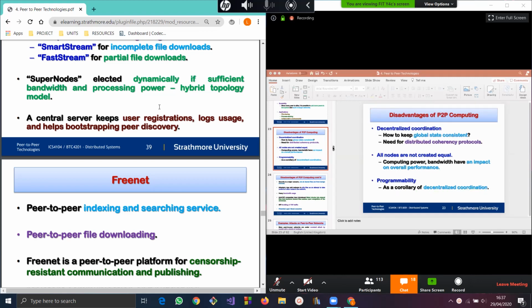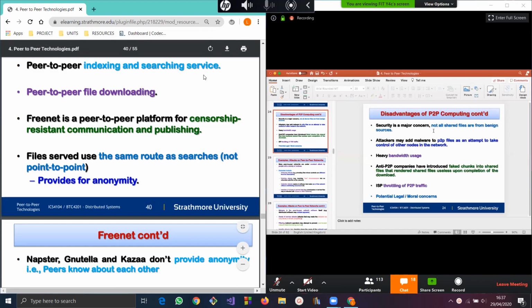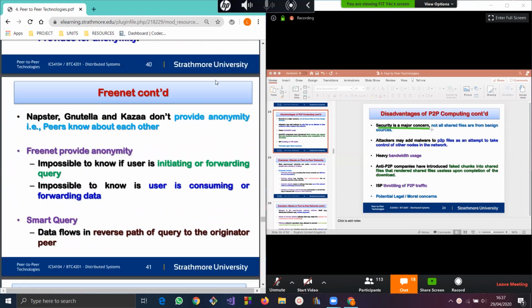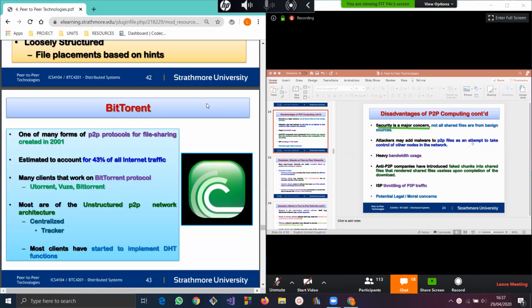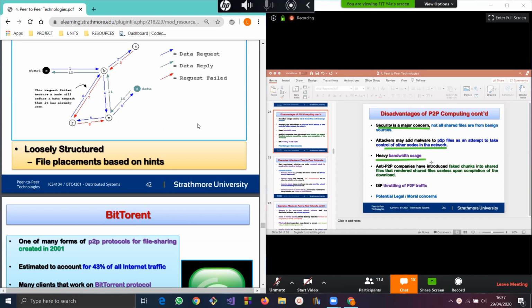Then we have another set of disadvantages, of course, security. This one comes without saying much. Security is a concern. The moment I'm connected, I have opened my house to anyone. Attackers may use the first node to attempt to control all other nodes, which means that we have heavy bandwidth usage.